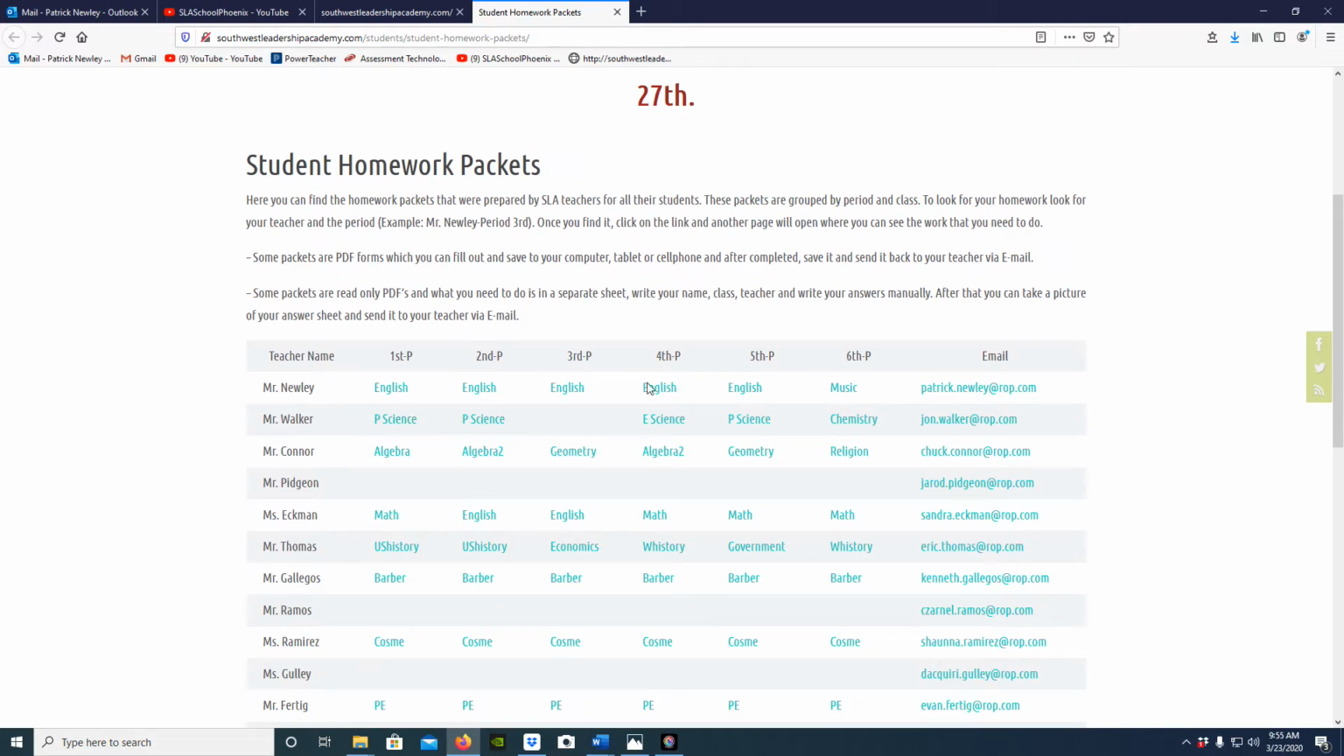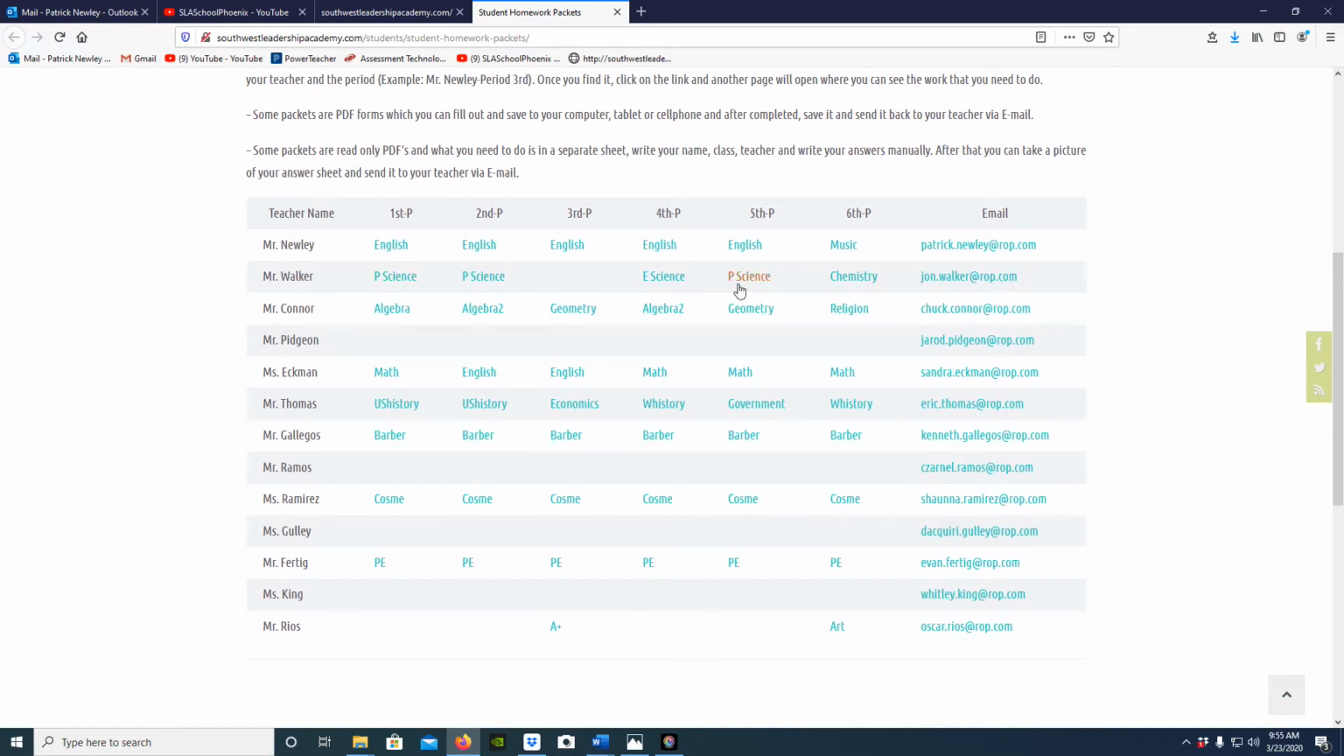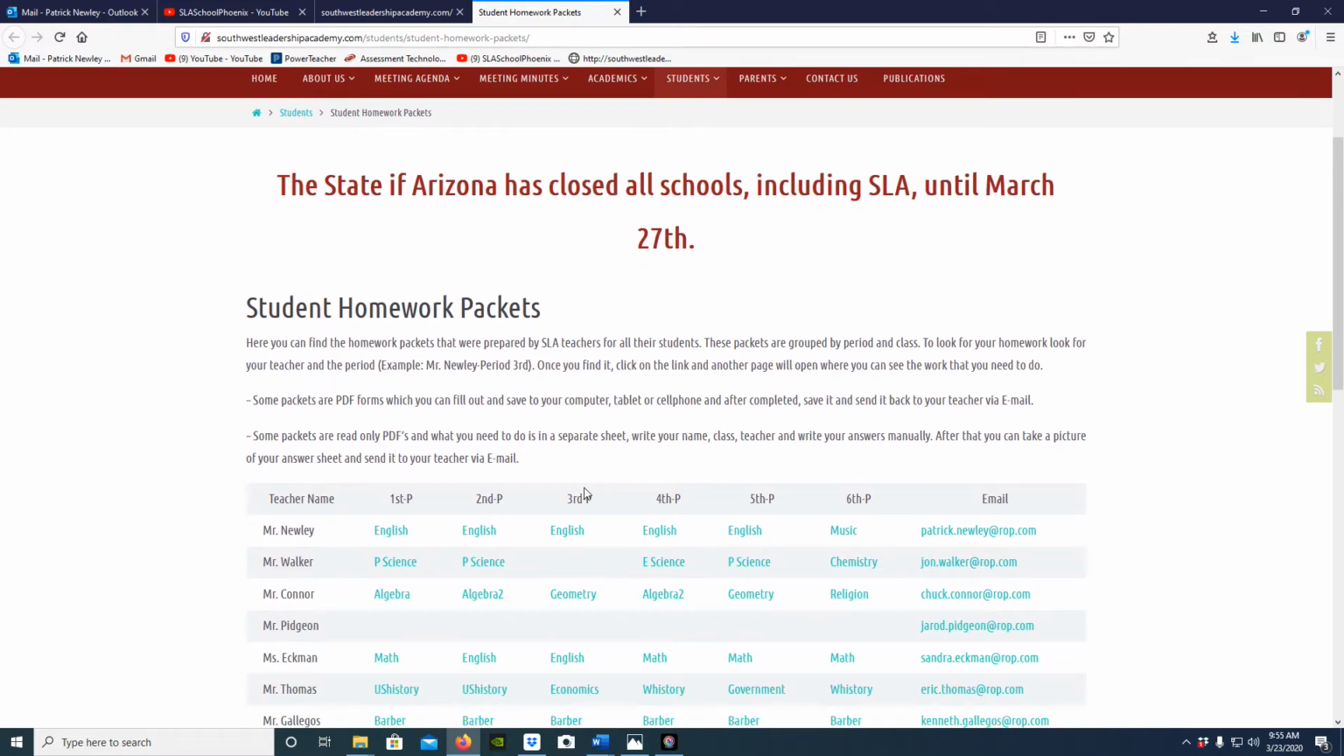So here's my 6 periods, as well as your other teachers and their work too. So you should be able to go in and check your teacher's assignments, complete your assignments in a timely basis, and submit them.